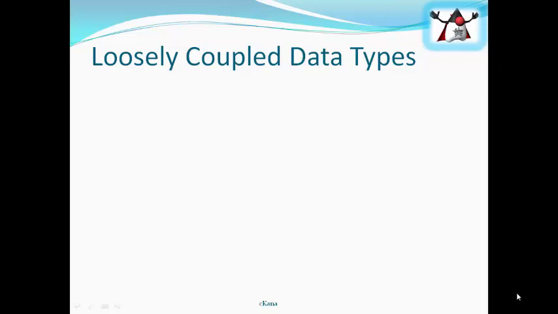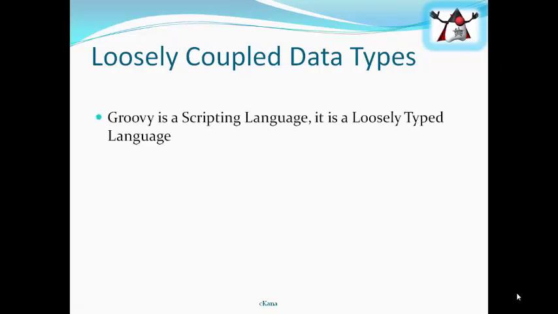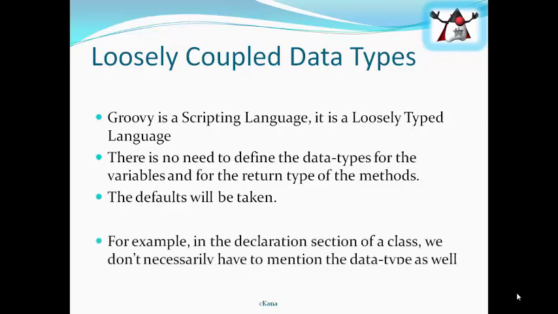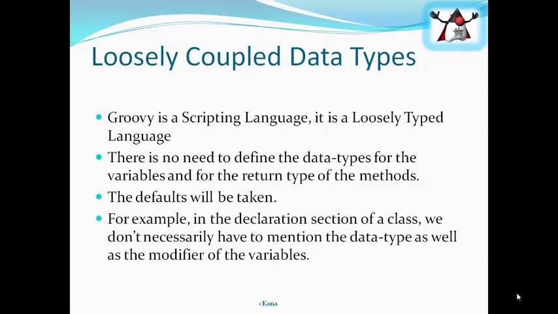Loosely coupled data types. Groovy is a scripting language and it is a loosely typed language. What is meant by a loosely typed language is that there is no need to define the data types for the variable and for the return type of the methods. The defaults will be taken, which are very specific to the particular scripting language. For example, in the declaration section of a class, we don't necessarily have to mention the data type as well as the modifier of the variables.